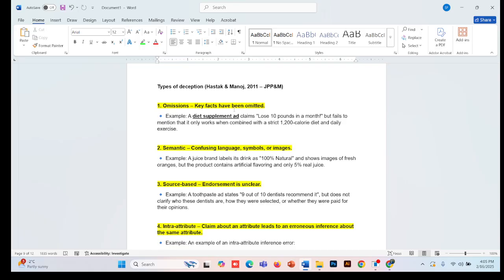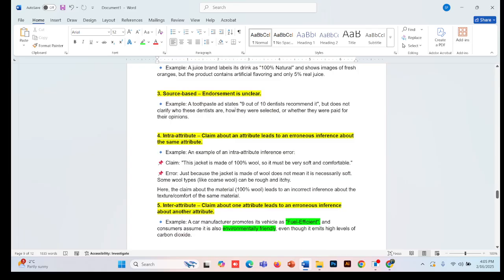Then the fourth one is intra-attribute. And here what happens? Let's take the example of a jacket. An advertiser might promote their brand like our jacket is 100% wool, and wool means the product would be soft and comfortable to wear. However, that's not always true. Wool can be of different types, and some wool types are very rough and itchy. So consumers might wrongly believe the benefits of this product.